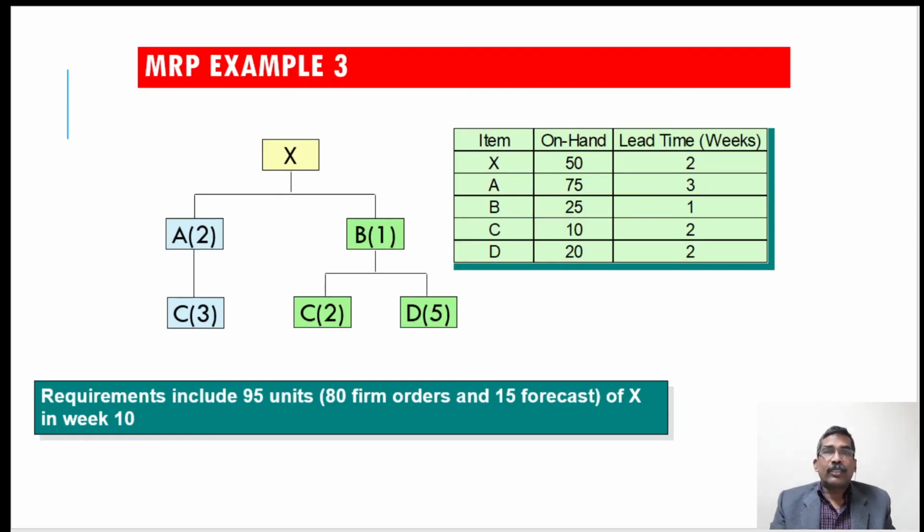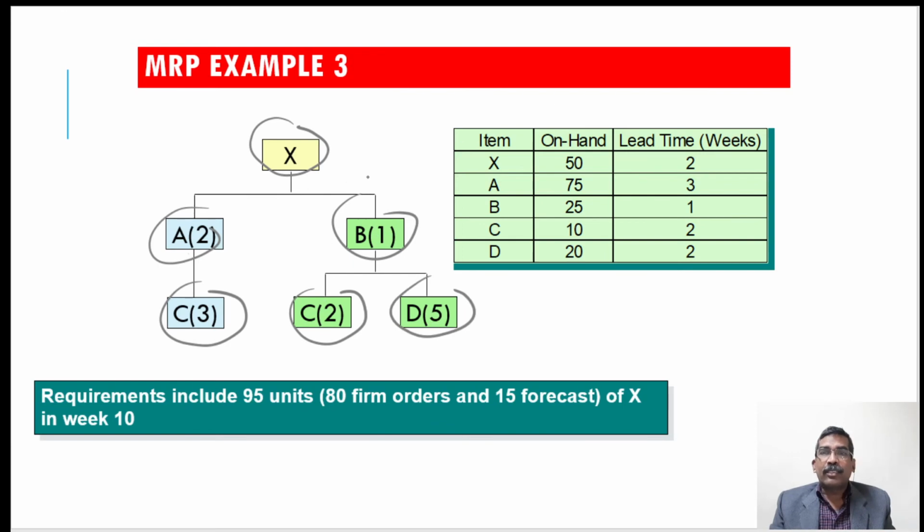So here you can see that this is just like an example, where X is the end item, and there are two sub-assemblies A and B. For A there will be a requirement of C, for B there will be a requirement of C and D, and this is the product structure.